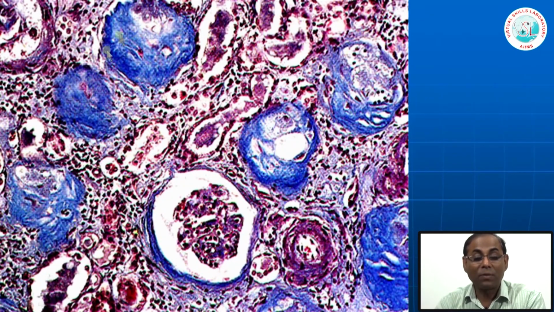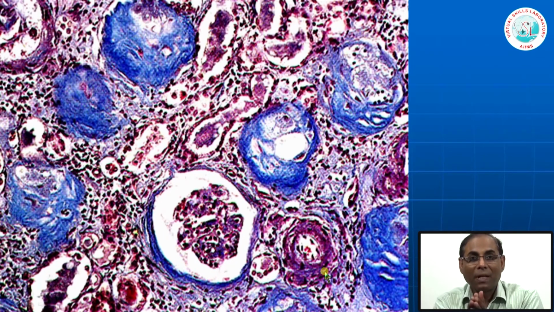So, this is the typical picture of chronic glomerulonephritis. This is the Masson trichrome stain, where the fibrosed area takes the blue stain. You see all these glomeruli are totally knocked out. In this, almost 80% of glomeruli are totally sclerosed.